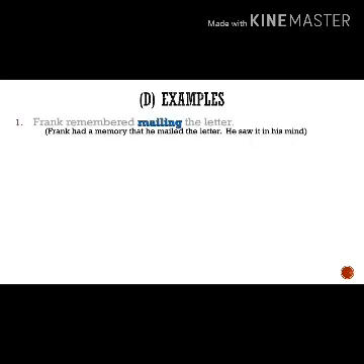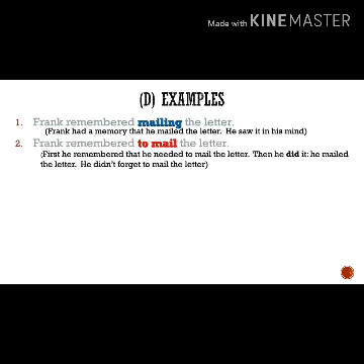Number 1. Frank remembered mailing the letter. Frank had a memory that he mailed the letter. He saw it in his mind. Instead, if we use remembered to, like Frank remembered to mail the letter, this means that first he remembered that he needed to mail the letter. Then he did it. He mailed the letter. He didn't forget to mail the letter.